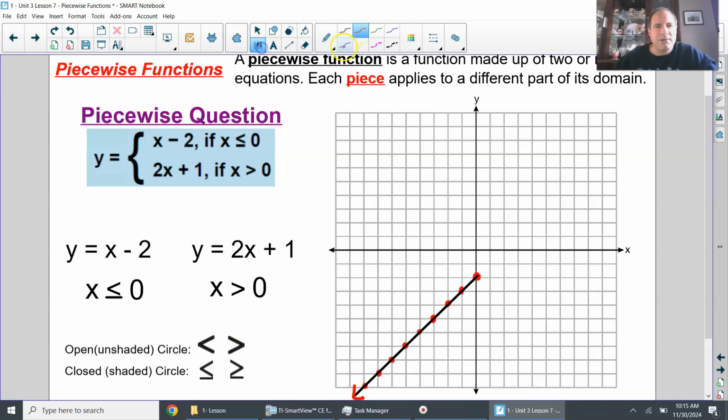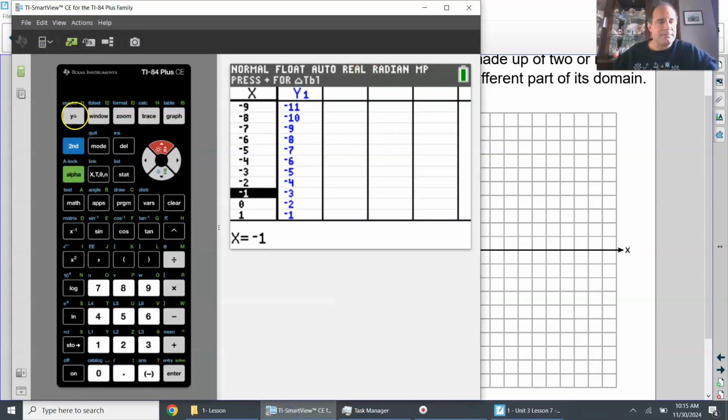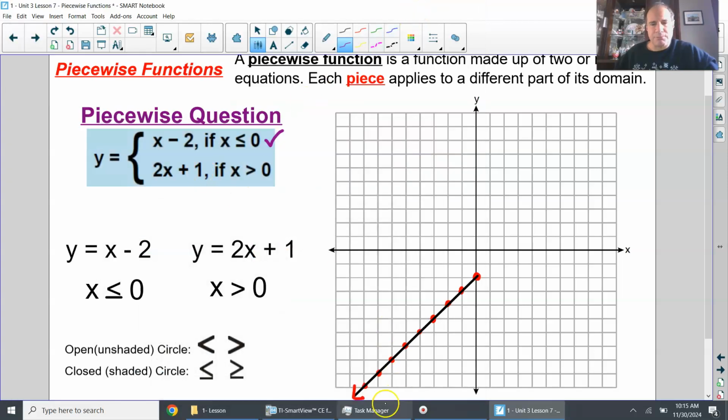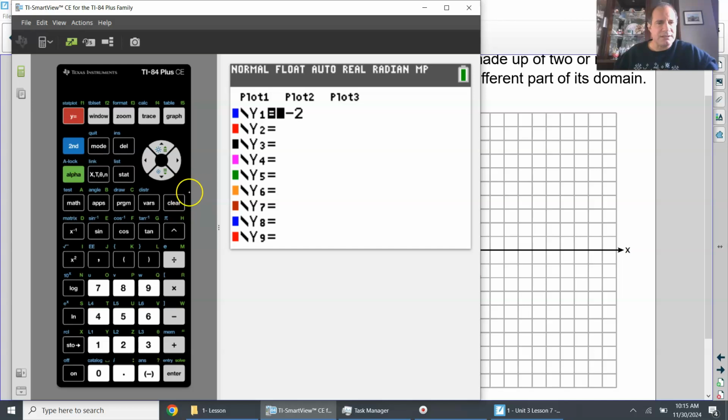Let me just put a check mark next to it because it makes me feel better. Okay, there we go. Now we're going to switch to this. y equals 2x plus 1 if x is greater than 0. So now we're going to go to 2x plus 1. I said 2x minus 1. That's not true. So we're going to have 2x plus 1, and we're going to graph it.